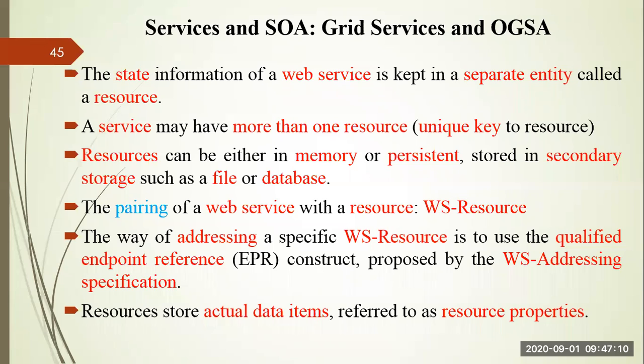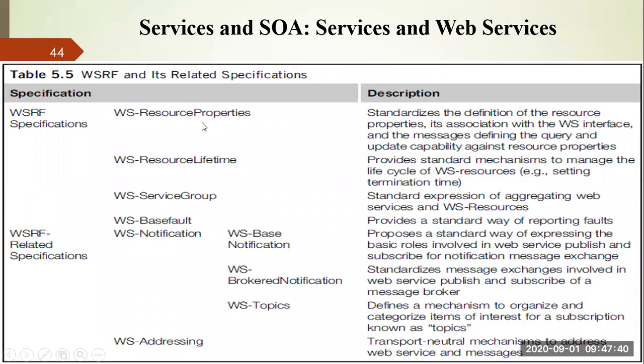The way of addressing a specific WS-Resource is to use a qualified endpoint reference construct proposed by WS-Addressing. This qualified endpoint reference is proposed in the web service addressing specification, where you can provide a specific address to the WS-Resource. Each and every resource can be assigned a proper address. A resource stores the actual data items, and also consists of resource properties. As we discussed, these resource properties contain details about the particular resource.